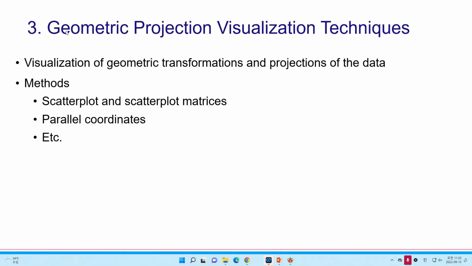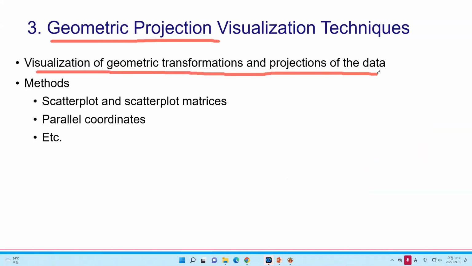First, we already learned the basic visualization, and we learned about the pixel oriented visualization techniques. The third visualization technique is the geometric projection. It is the visualization of the geometric transformation and projection of the data. The keyword is geometric, and there are some methods on this geometric projection: scatterplot and scatterplot matrices. I think you already know what is scatterplot. And yeah, there can be other methods.